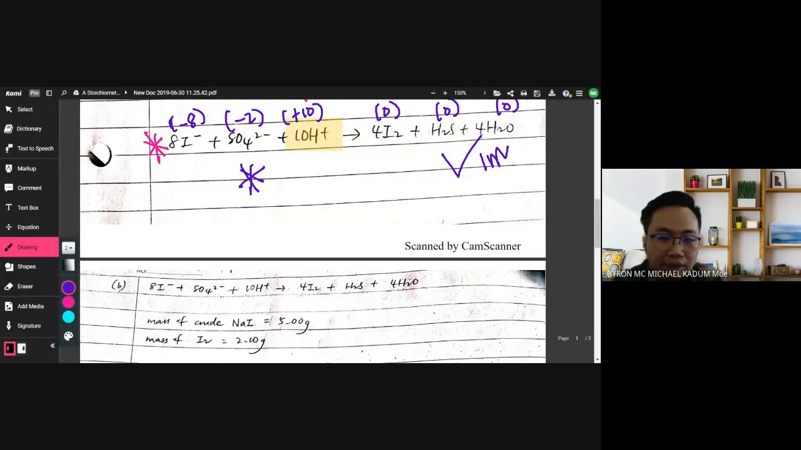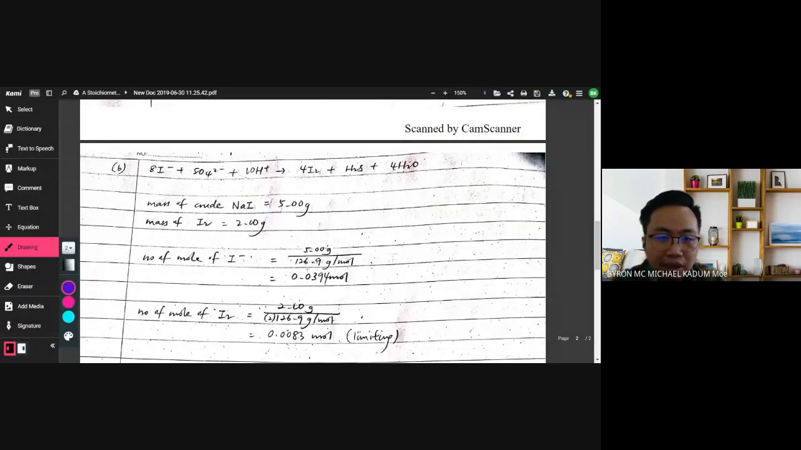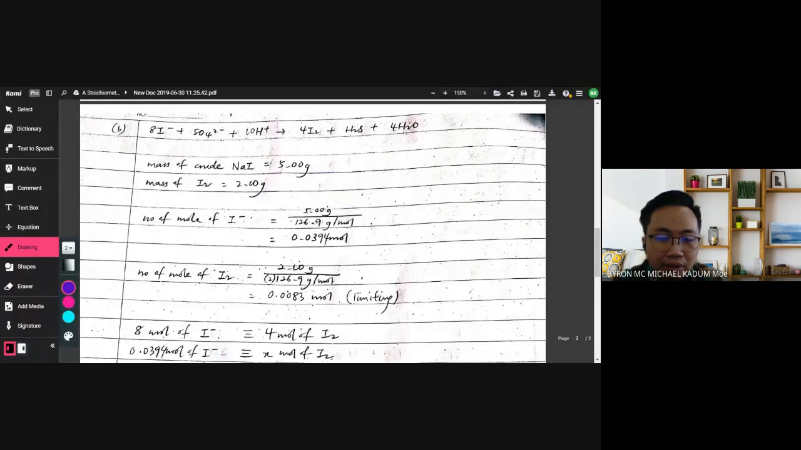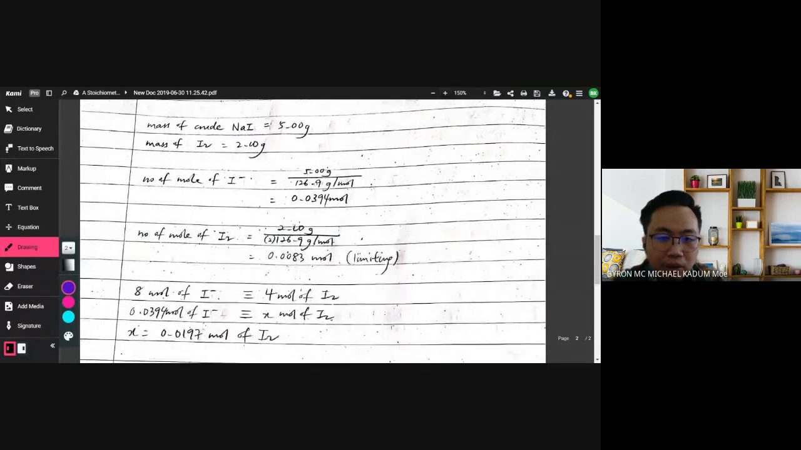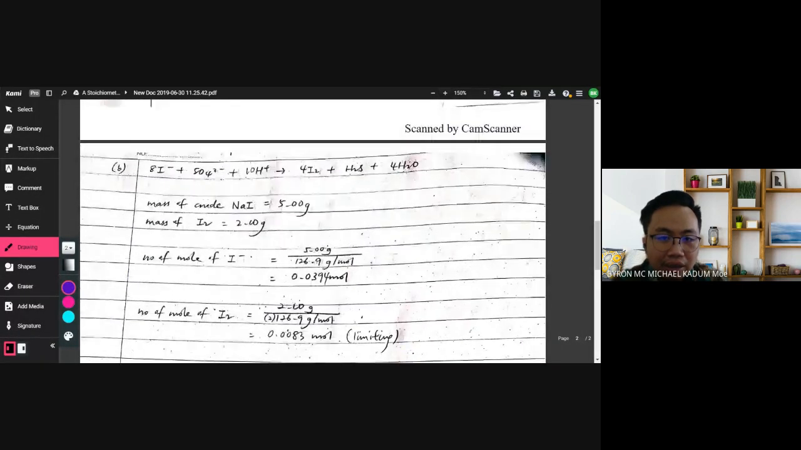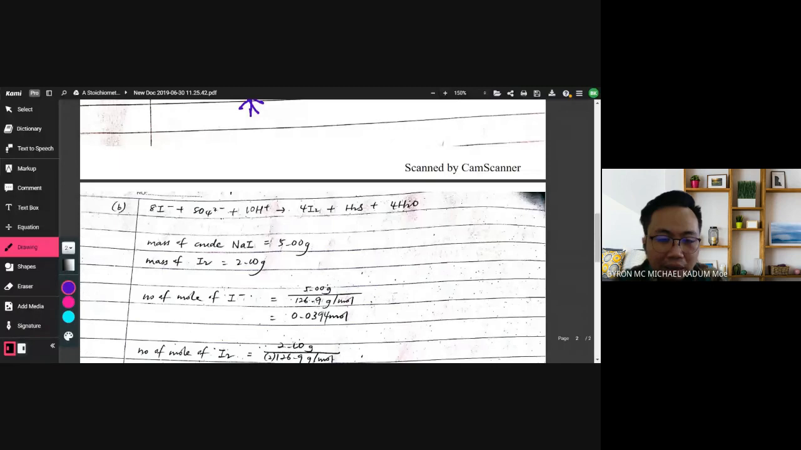Satu markah. Ya, dia dapat satu markah saja. Dia dapat dalam 2-3 markah lah, sebab ada part yang kena cari mol kan. Yang mol tu belum lagi macam ni kan. Dia cari mol dulu, sebelum lagi dia banding dengan balance equation tu. Dia belum buat lagi proportionality. Jadi dia yang mol-mol dia dapat markah lah. So macam dalam 2-3 markah lah dia dapat.